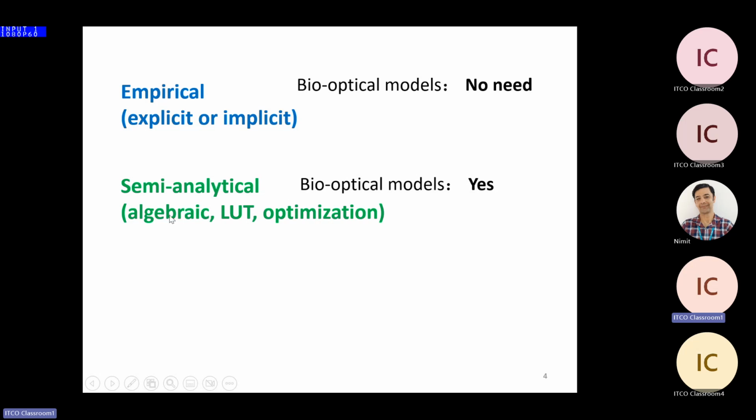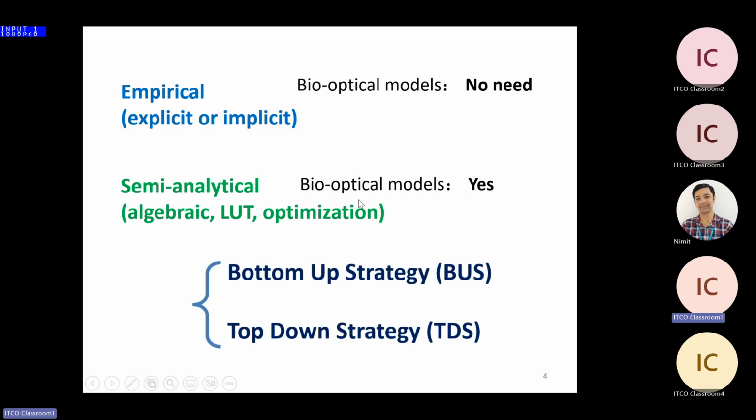This can have algebraic solutions, lookup tables, optimization, and so on. But for this, we have to understand the IOPs, their characteristics, and the mechanism behind them. Basically, we need these bio-optical models. So that's a key difference between empirical and these semi-analytical algorithms. For semi-analytical algorithms, we may further separate into two classes or approaches. One I call the bottom-up strategy. Another is called the top-down strategy. I will get to details of both.